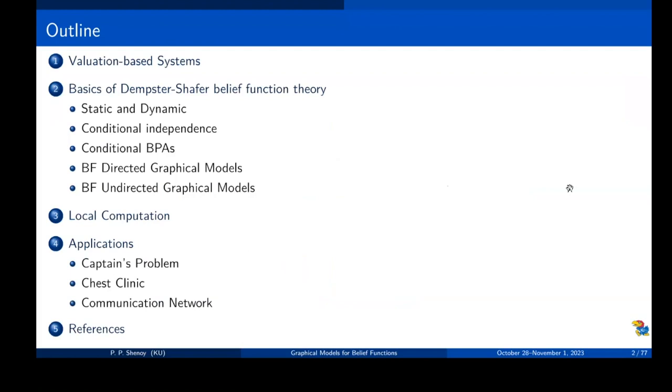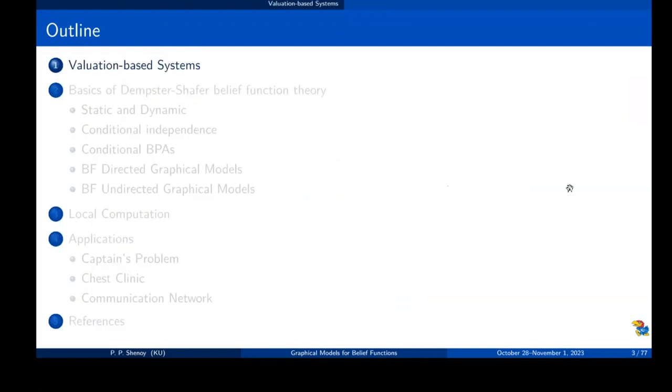I'll talk about a few examples here. The Captain's Problem is from Russell and Norvig's book. The Chest Clinic is from Lauritzen and Spiegelhalter. And the Communication Network is from a paper by Lehmann. The references are all at the end; I don't have them on individual slides. Okay, so let's start.